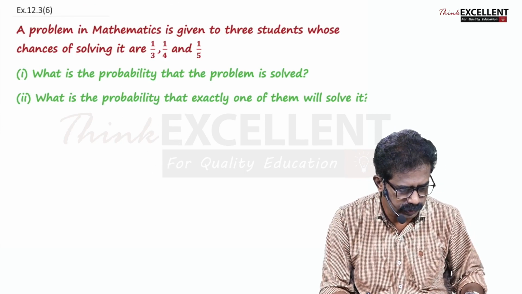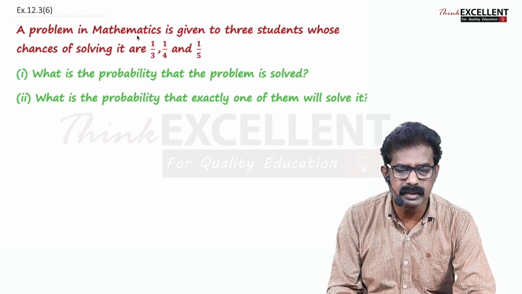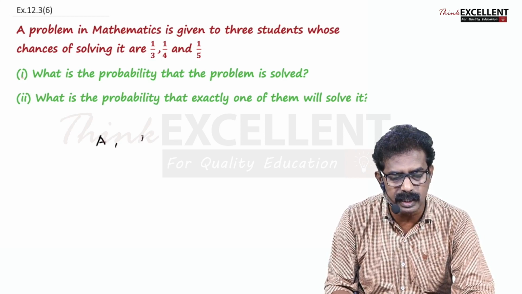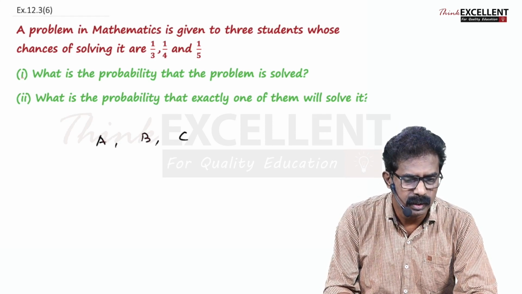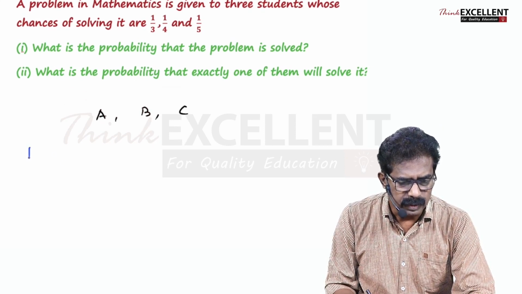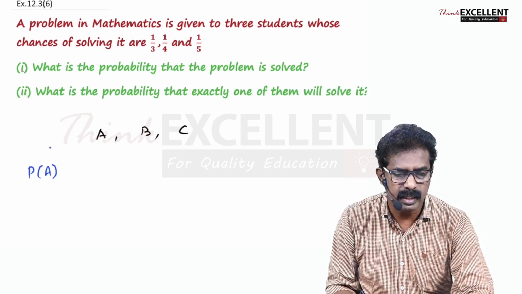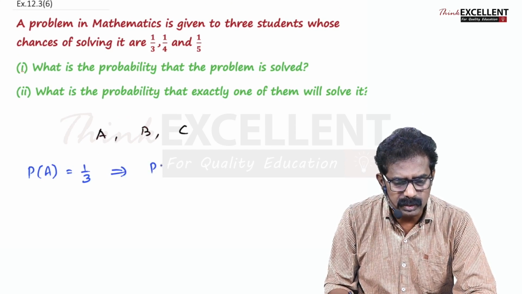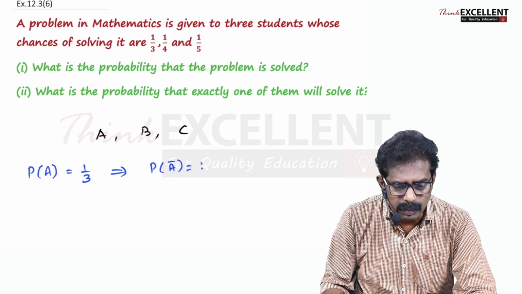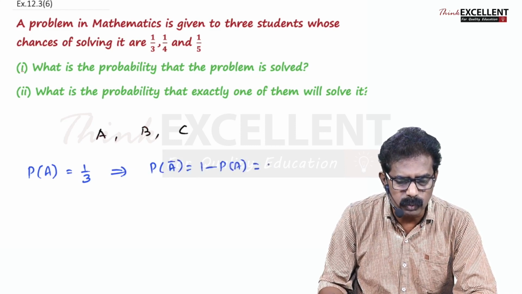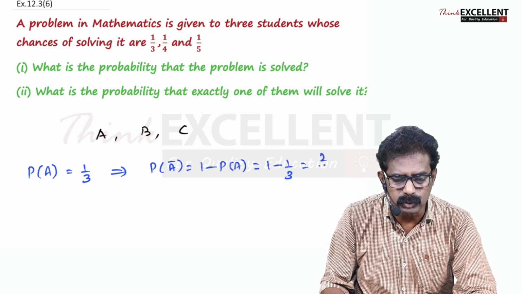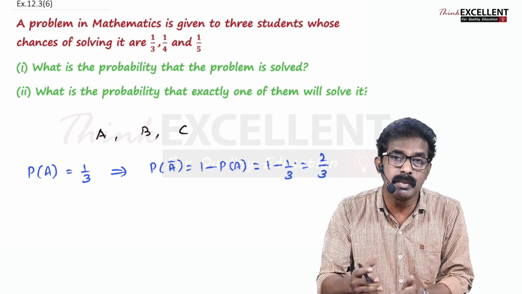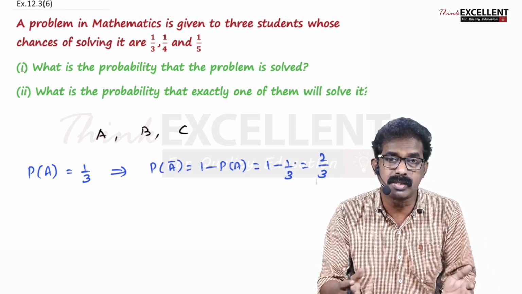Now let's move on to the 6th question. A problem in mathematics is given to 3 students whose chances of winning are, I'm taking the 3 students as A, B and C. The chance of A solving the problem is 1 by 3. So A not solving the problem, P of A bar, is 1 minus P of A, that is 1 minus 1 by 3, that is 2 by 3. So P of A stands for probability that A is solving the problem. P of A bar means its complement, right? Probability that A is not solving the problem.